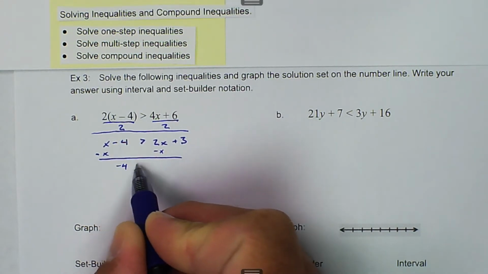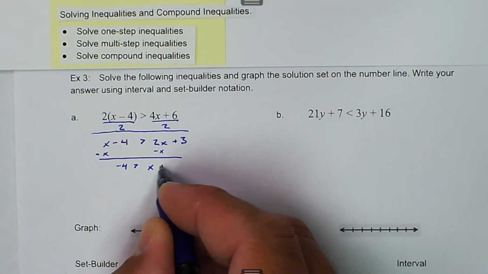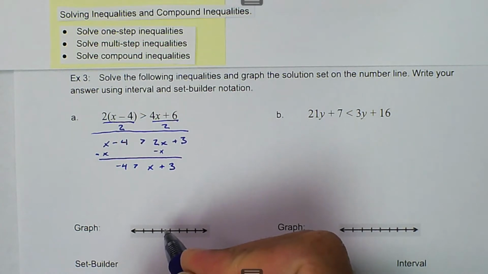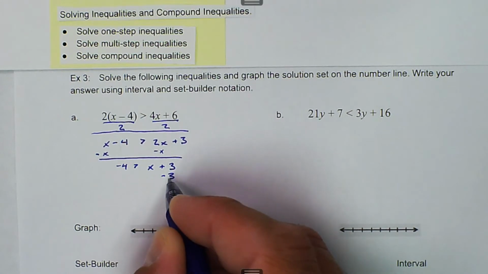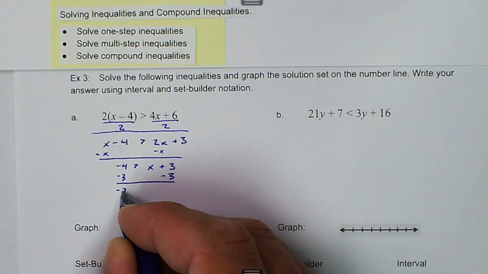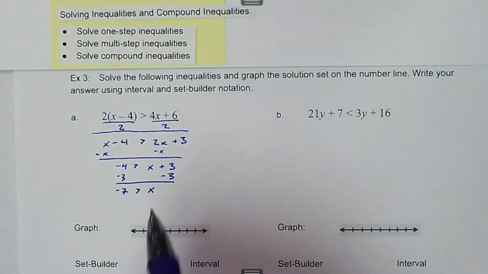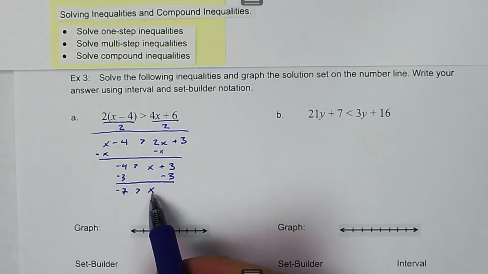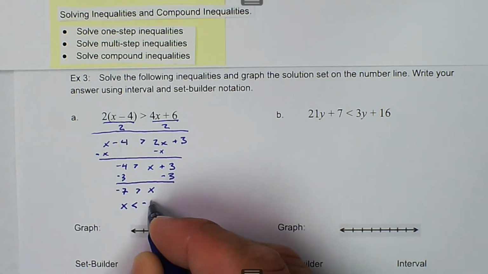And we're left with negative 4 is greater than x plus 3. And then what I can do is subtract 3. And then we end up with negative 7 is greater than x. When I do this, I always like to have my variable on the left because that's going to help me graph it. So I'm going to switch this and say x is less than negative 7.